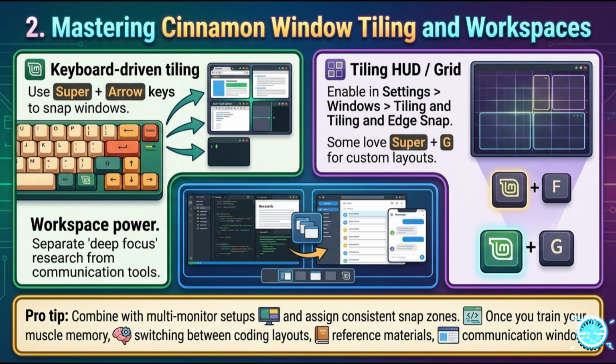Number 2. Mastering Cinnamon window tiling and workspaces. Cinnamon has solid built-in window tiling that many users barely touch. Key features. Keyboard-driven tiling: use Super (Windows key) plus arrow keys to snap windows to halves, quarters, or full screen. Tiling HUD Grid: enable advanced tiling in Cinnamon settings, Windows, tiling, and Edge Snap. Some users love the Super plus G grid mode for custom layouts.